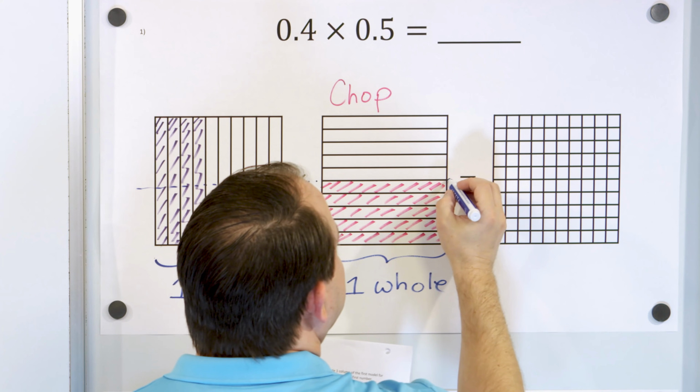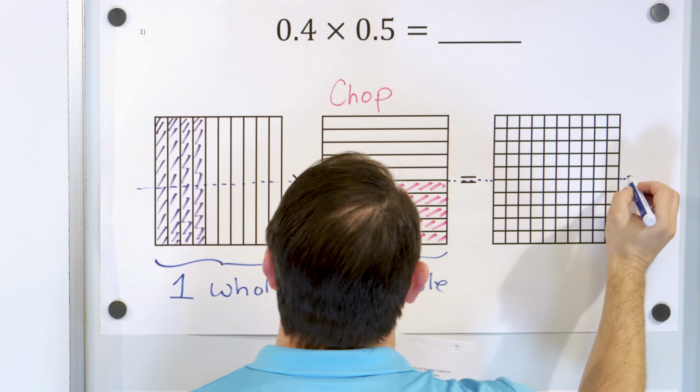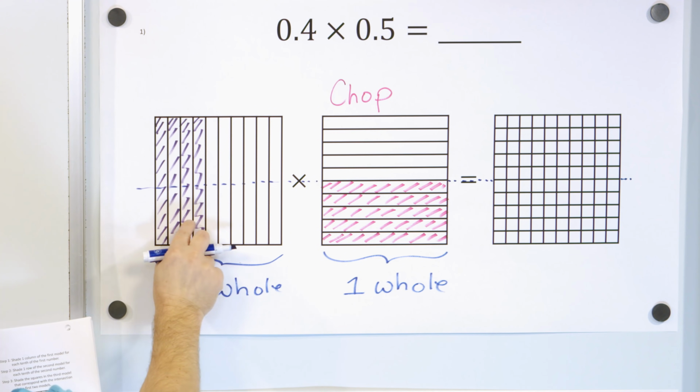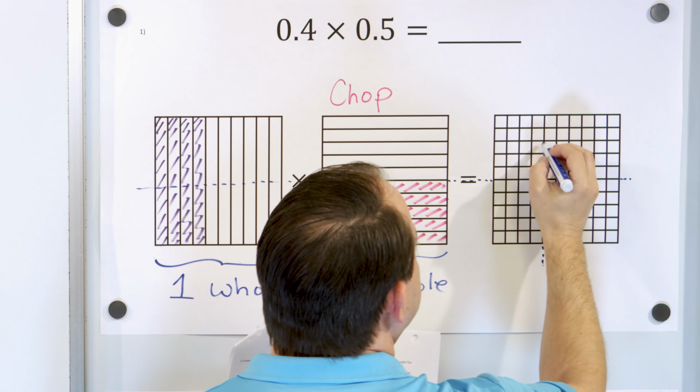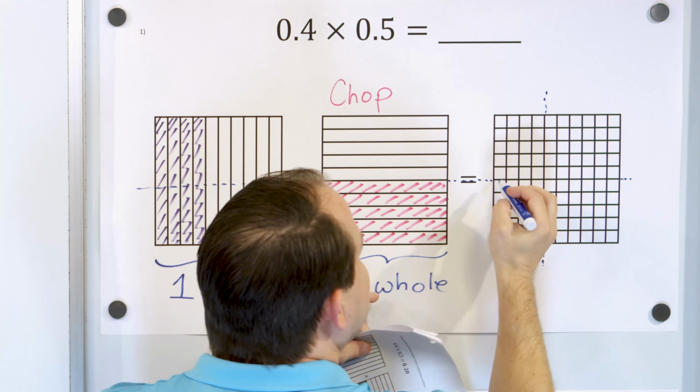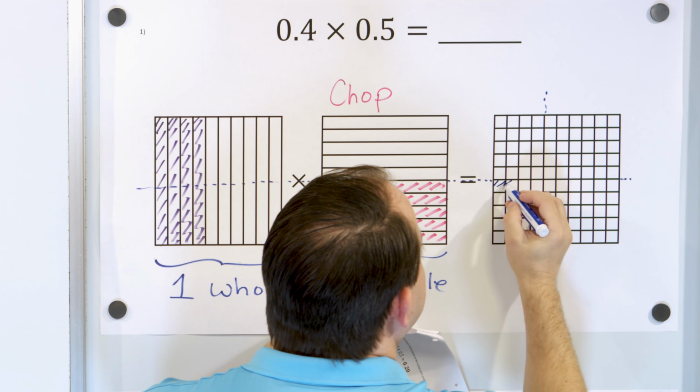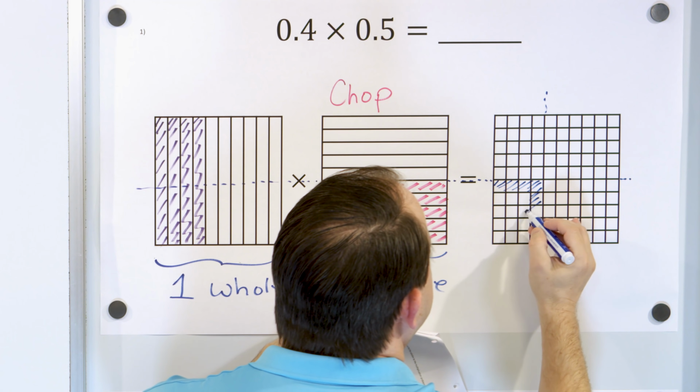So I can go through here like this. And I know over here that I had 4 columns. So I can reproduce 1, 2, 3, 4 columns. I can go through here. And you see what I'm doing? I'm finding where these intersect, which is all of this right here.